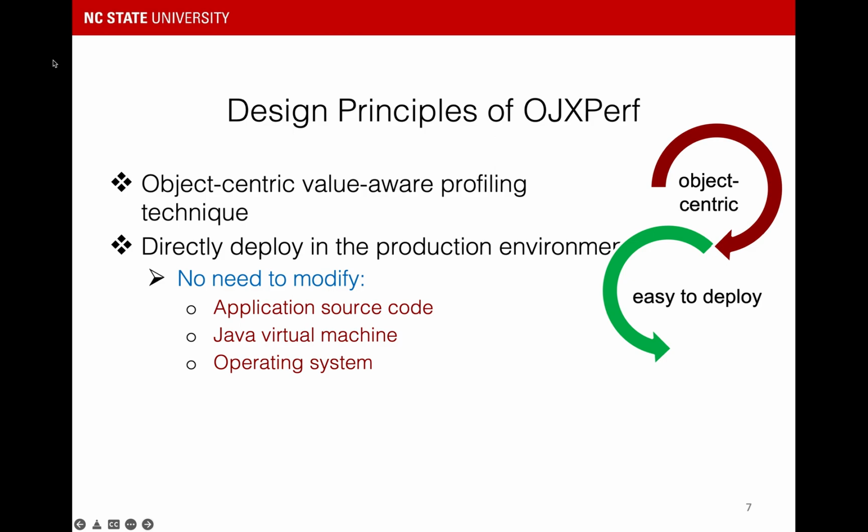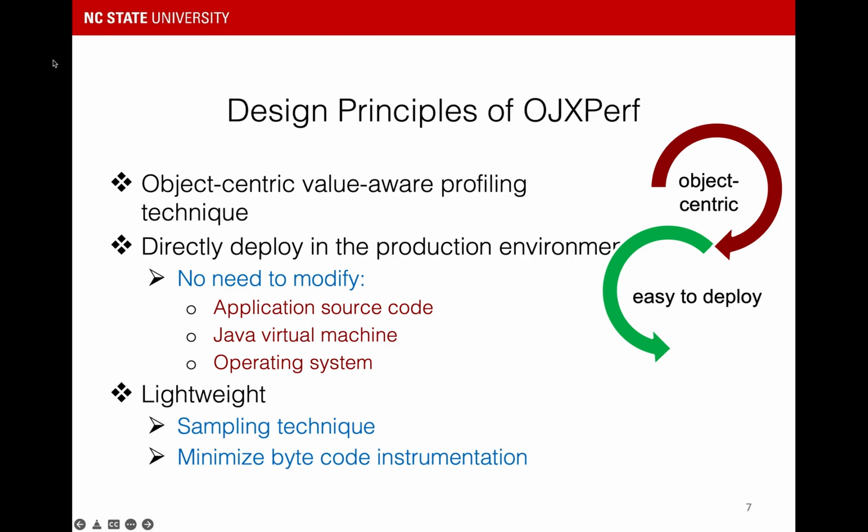OJXPerf runs on common CPU processors. The third one is being lightweight. We want OJXPerf to bring as low overhead as possible. To achieve this, we use sampling techniques and minimize bytecode instrumentation.